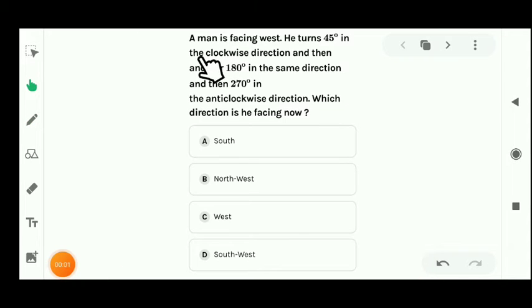Student, now let's see the question number 2. A man is facing west. He turns 45 degree in the clockwise direction, and then another 180 degree in the same direction, and then 270 degree in the anti-clockwise direction. Which direction is he facing now? Let's see the solution of this question.